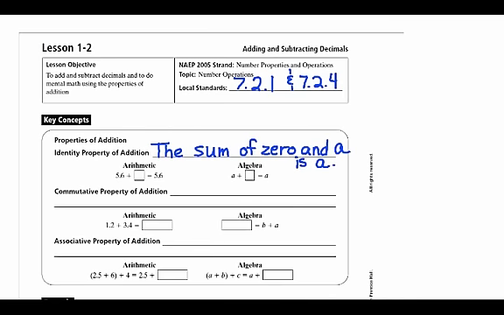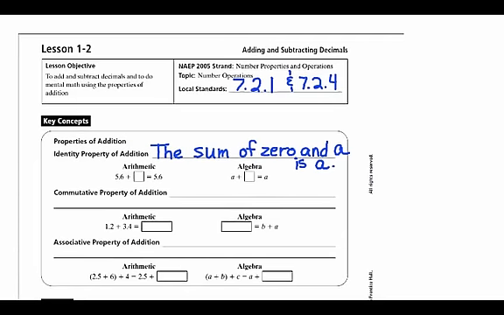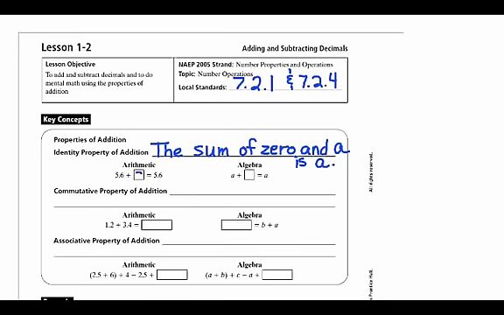Simply put, the identity property of addition is when we add 0 to a number. When you add 0, you're going to get the identical number. So what would we add to 5.6 to get 5.6? We're going to add 0. What would we add to A to get A? Again, we would add 0.